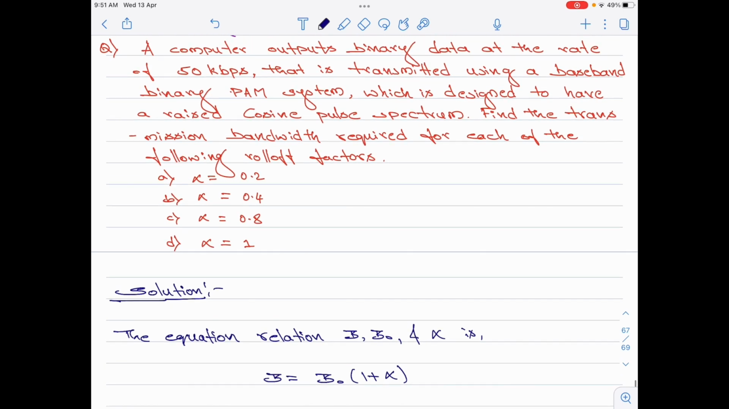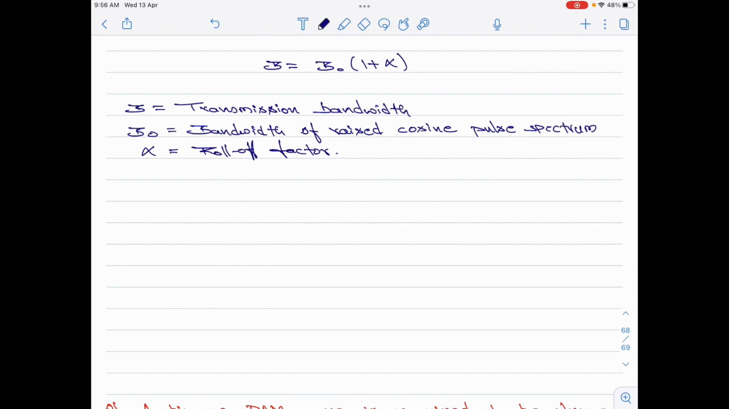If I come back to the numerical, I will see that the value of the data rate, which is RB, is given as 50 kilobits per second. So, let us now substitute that into the equation for the bandwidth here, which I will call equation 1. So, B is equal to B naught into 1 plus alpha, but we know that the bandwidth B naught of the raised cosine pulse is equal to 1 divided by 2 times TB. Therefore, I can rewrite this as B is equal to 1 divided by 2 TB into 1 plus alpha.